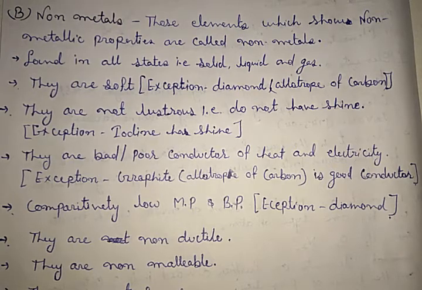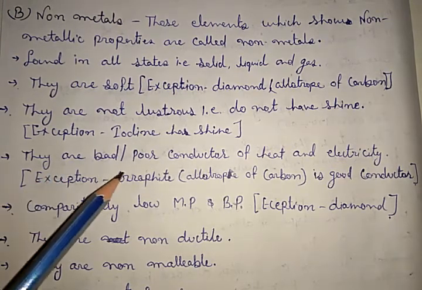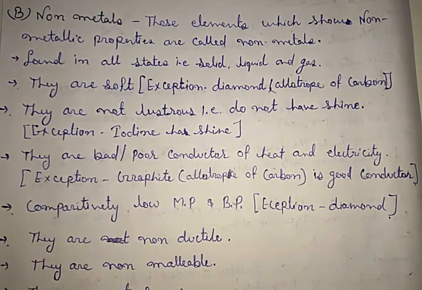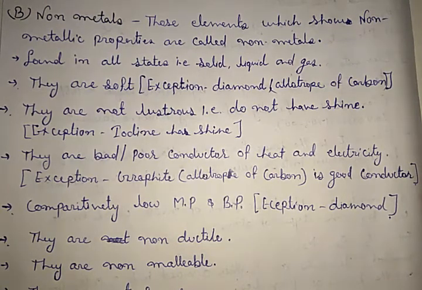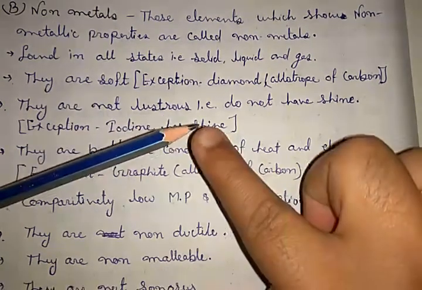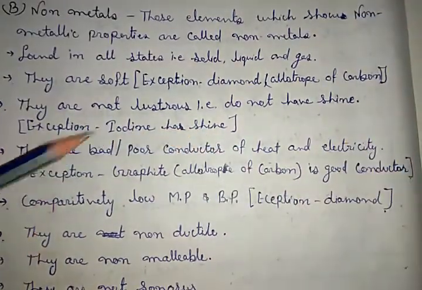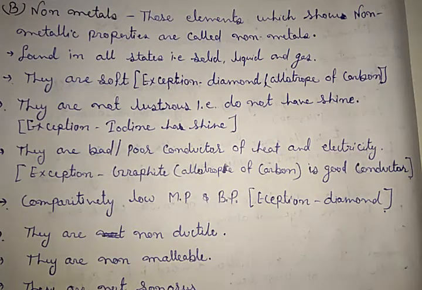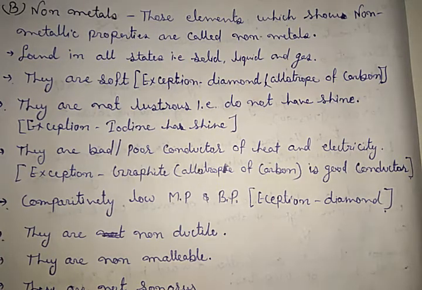The next property, they are bad or poor conductors of heat and electricity. Non-metals are bad or poor conductors of heat and electricity. But the exception is graphite, which is an allotrope of carbon. That black colored one, that is graphite. It is a good conductor of heat and electricity because of the presence of free electrons.